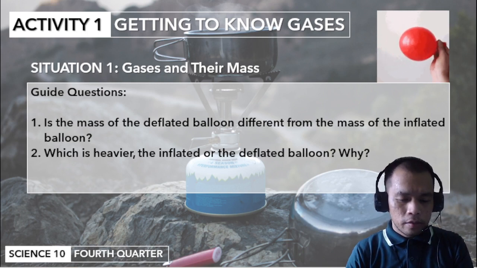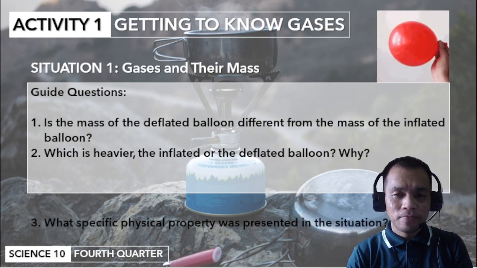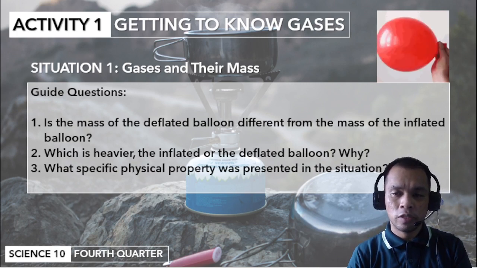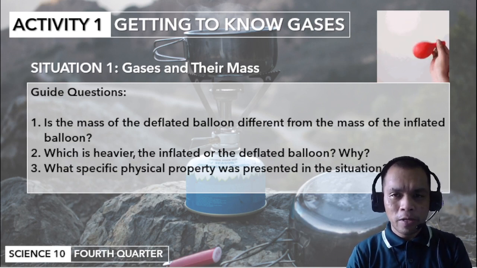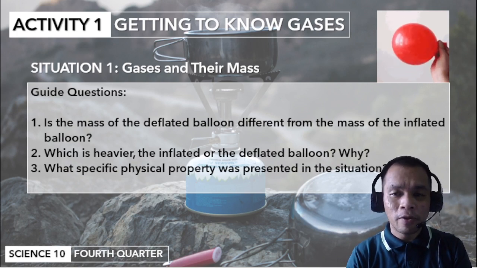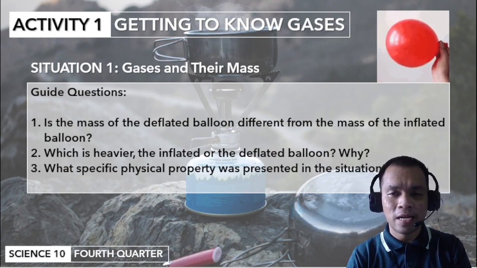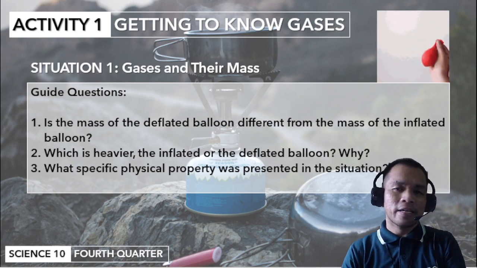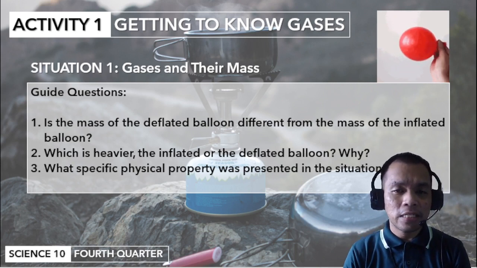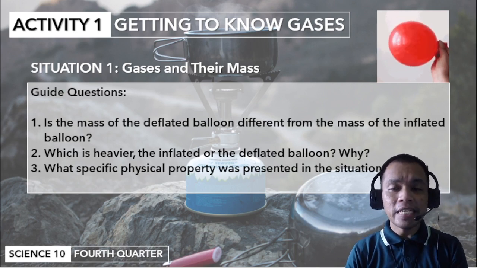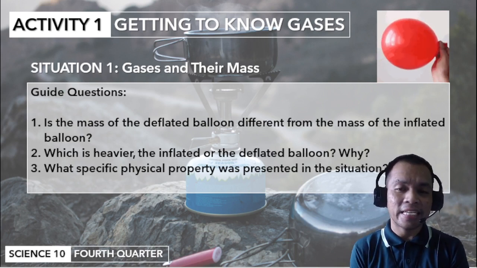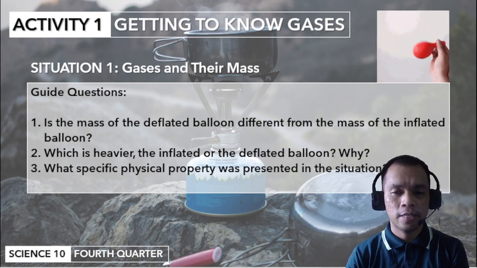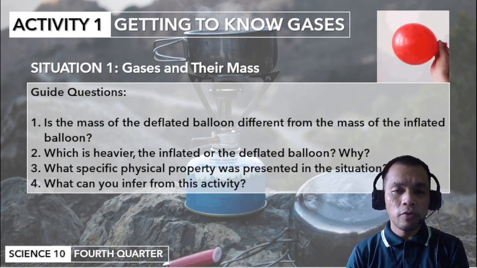Now, the next question would be: what specific physical property was presented in this situation? I hope that you have taken note of the particular property that was shown earlier in the table. Yes, that's correct. The correct answer is mass. So basically, gases have mass as well, just like solids and liquids. And lastly, what can you infer from this activity?